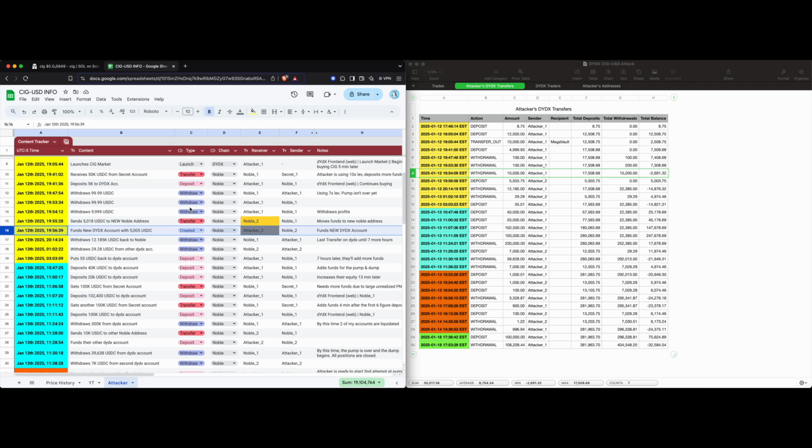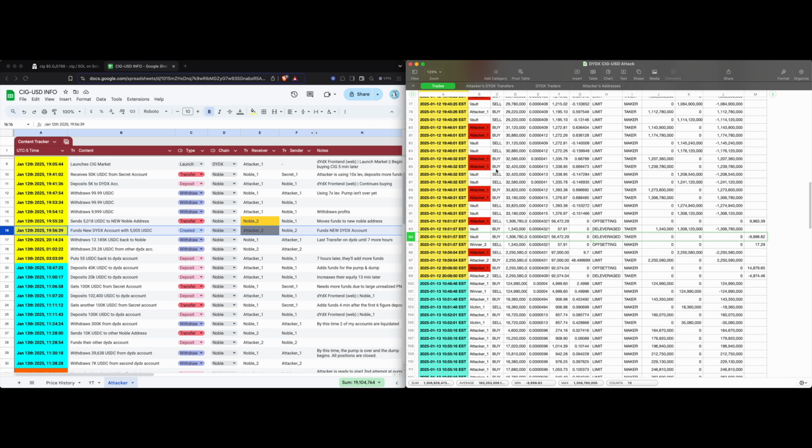Okay? And what does he do there? Well, he actually sends that money that he just sent to a new DYDX account. And we have proof of this right here on DYDX. Using a new address, they deposit some funds. Okay? They're not done yet.